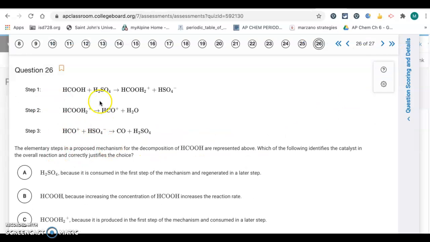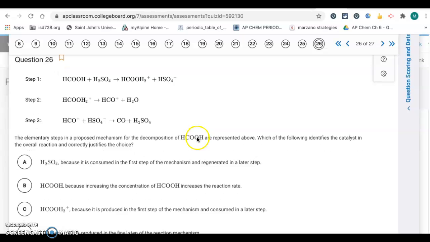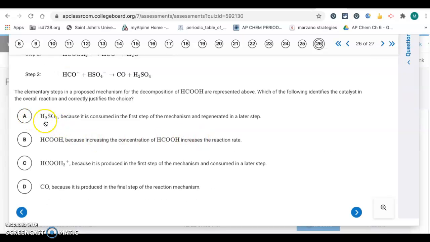Question 26. Now we have a three-step mechanism. In this case, which of the following identifies the catalyst in the overall reaction and correctly justifies the choice? So a catalyst, excuse me, is a reactant in an earlier step and a product later on. And it would end up canceling out and not be in the overall equation. So in this case, we have H2SO4. It's a reactant in step 1. It's a product in step 3. So letter A is a choice. H2SO4 because it is consumed in the first step, because it's a reactant, and then regenerated in a later step.